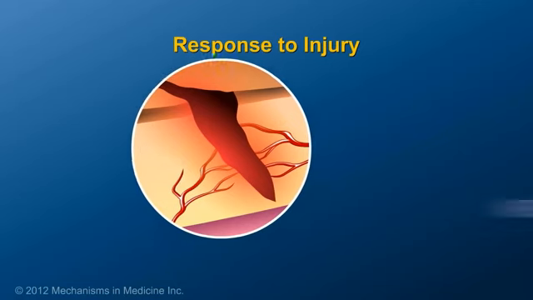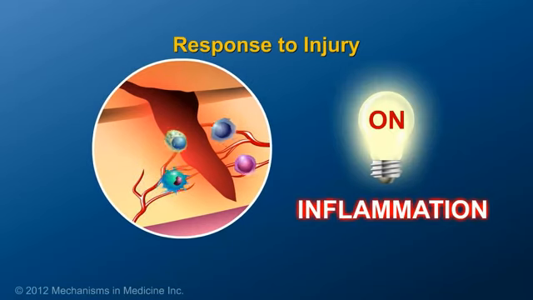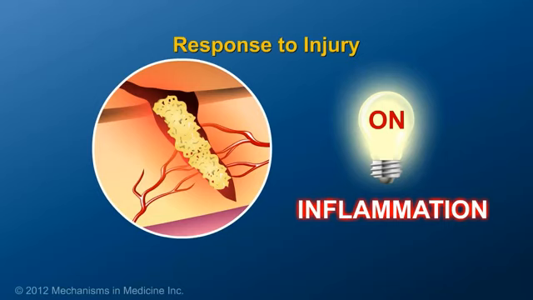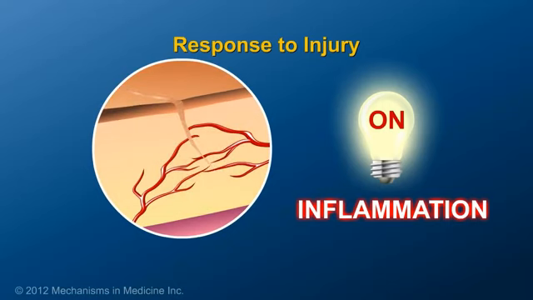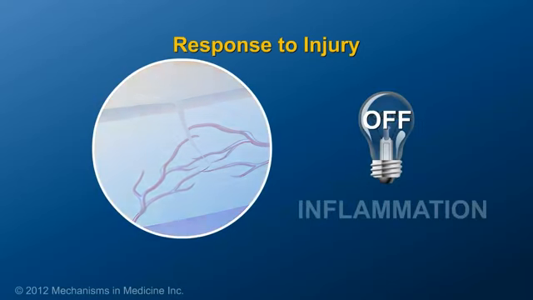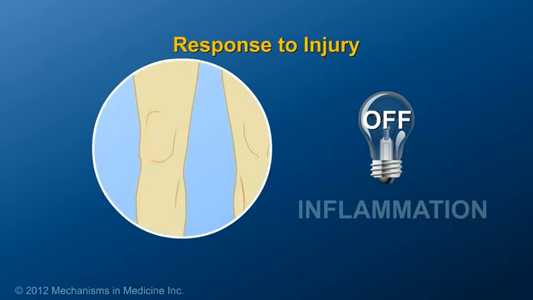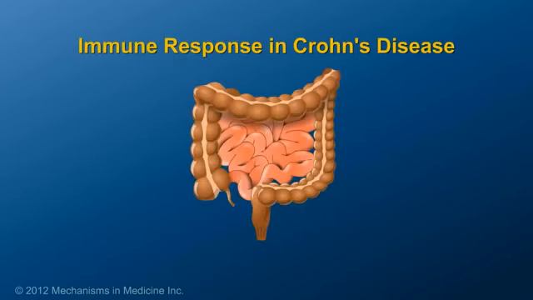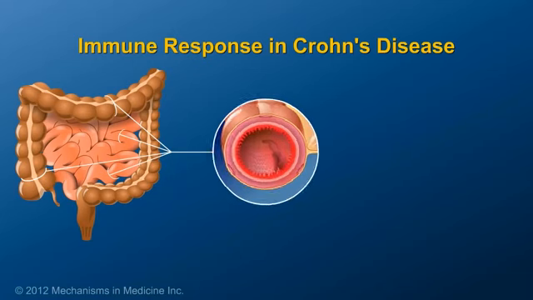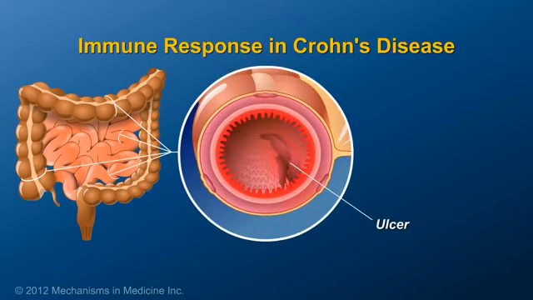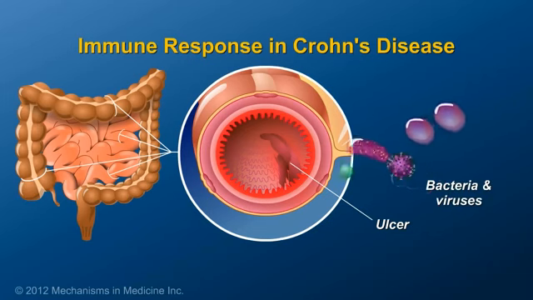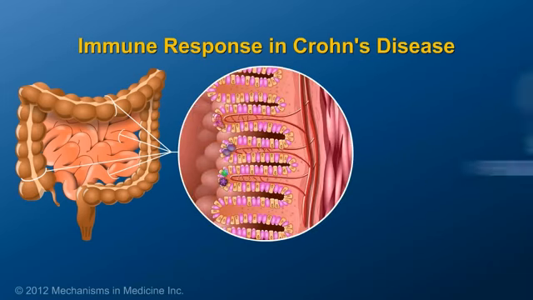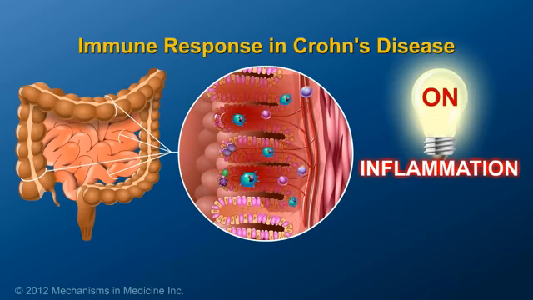That scrape or cut becomes red and inflamed as a result of the immune system trying to get rid of any bacteria and viruses that are in the wound. After a few days, when the immune system has finished its job, it turns off, so the redness and inflammation disappear. In Crohn's disease, inflammation, ulcers, appear within the GI tract, and the immune system works to combat the bacteria and viruses in the same way as with a cut on the surface of the skin.